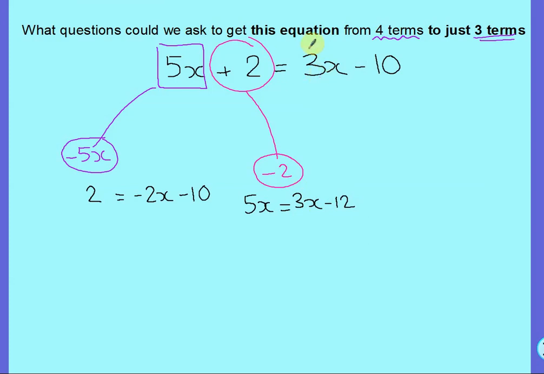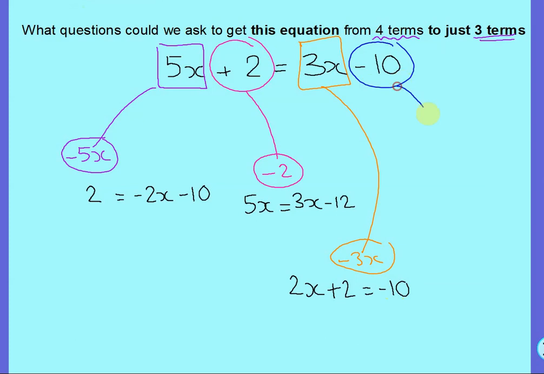Okay, let's have a look at this one, the 3x. To get rid of 3x, well, I could minus 3x from both sides. And what would that look like? Well, the 5x would become a 2x. The plus 2 would stay as it is. On the right hand side, the x's would go, and the minus 10, sorry, it would stay as it is.